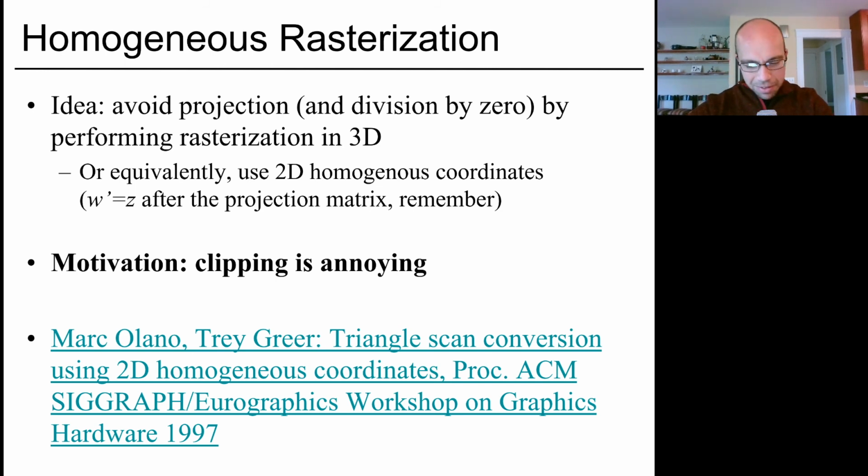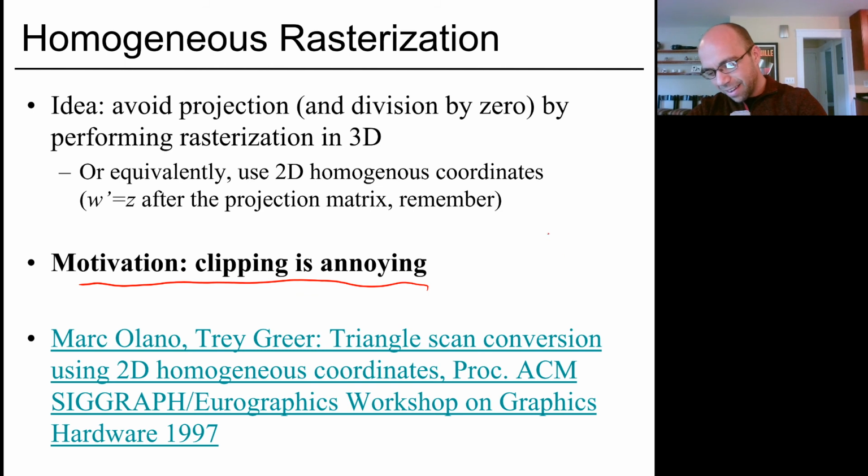What's the basic motivation? Well, the slide isn't wrong. Clipping is annoying. So in particular, let's say here's one side of my view frustum, and I have a triangle that starts visible, but then ends up going inside or outside of the view frustum partially. Notice that the visible part of this triangle isn't a triangle anymore. Here it's a quad.